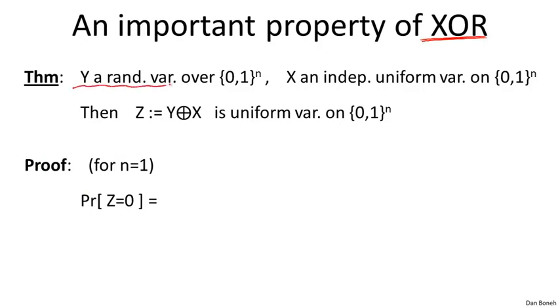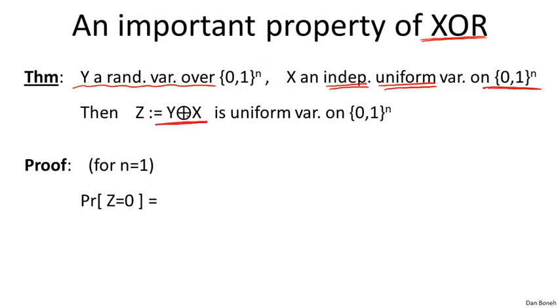Suppose we have a random variable y that's distributed arbitrarily over {0,1}^n. So we know nothing about the distribution of y. But now suppose we have an independent random variable x that happens to be uniformly distributed also over {0,1}^n. It's very important that x is uniform and that it's independent of y. So now let's define the random variable z, which is the XOR of x and y.